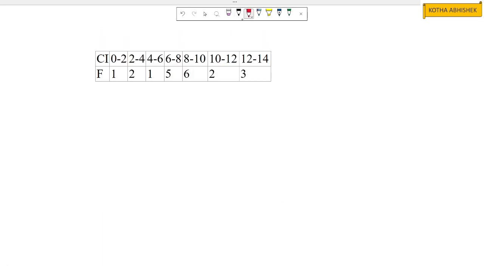Let us find the mean of this question. Class intervals are given as 0 to 2, 2 to 4, 4 to 6, 6 to 8, 8 to 10, 10 to 12, 12 to 14. And frequencies are given as 1, 2, 1, 5, 6, 2, 3.